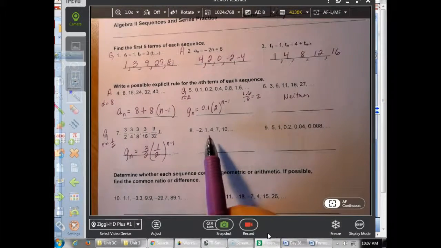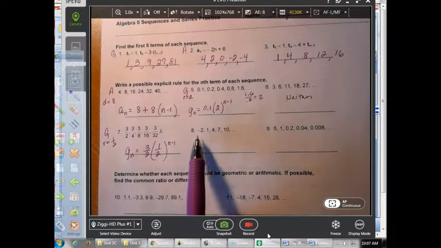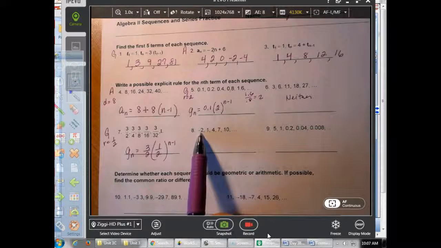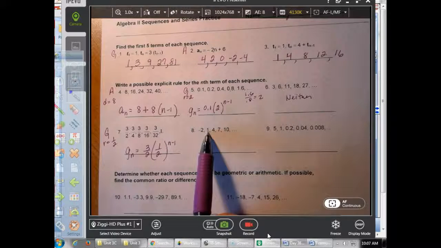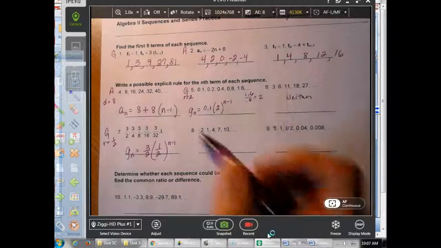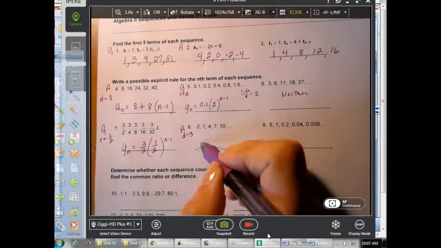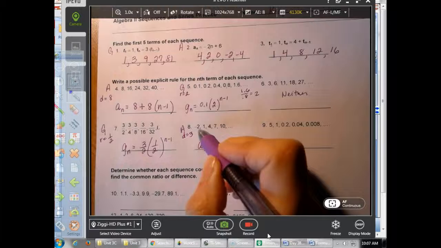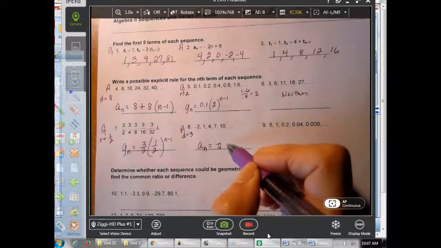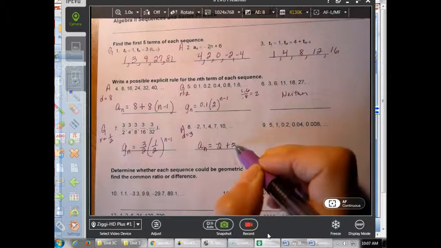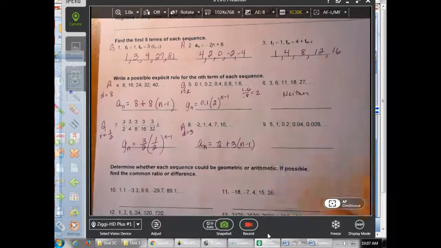Okay, on to number 8 here. It looks like from -2 to 1, I'm adding 3. Adding 3, adding 3, adding 3. So this is arithmetic with a common difference of 3. So for arithmetic, I'm going to take my first term of -2, I'm going to add 3, and then n minus 1.